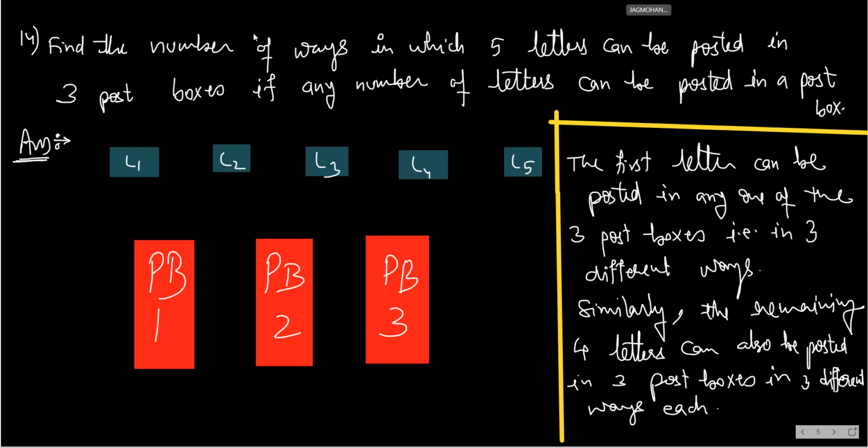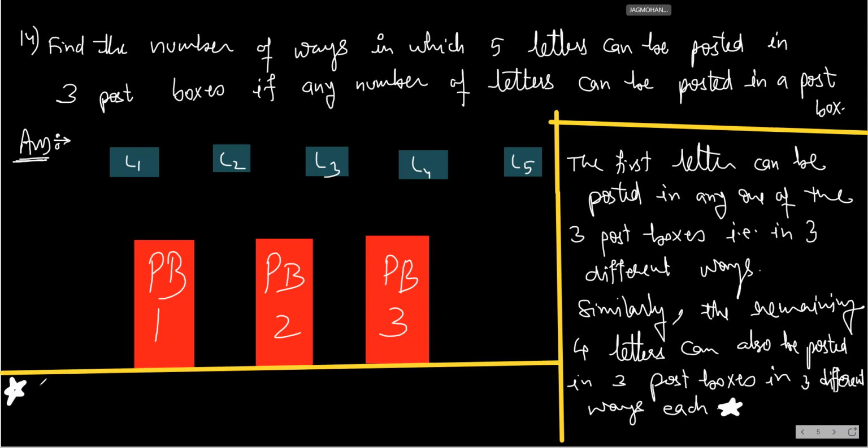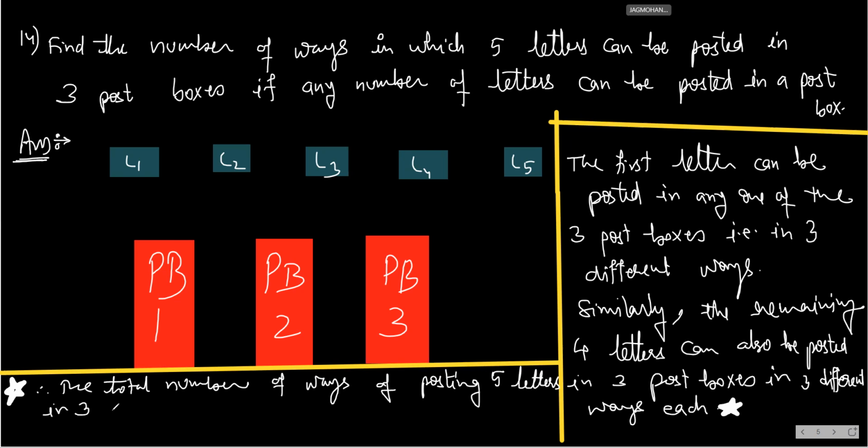Therefore, the total number of ways of posting 5 letters in three post boxes is 3 into 3 into 3 into 3 into 3, that is 3 raised to 5, which is 243. You can copy this.